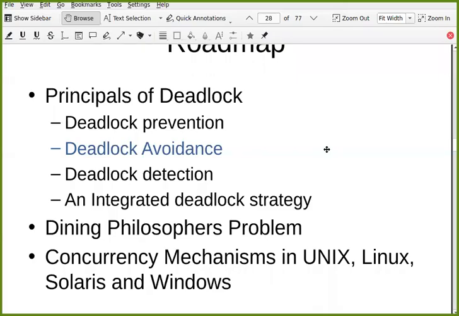Fine. So in the last lecture on Monday, I guess, we started the discussion of deadlock. And firstly, we discussed principles of deadlock. Again, one more time, let me remind you that this is a typo. Then we discussed different strategies, right? We started with deadlock prevention.